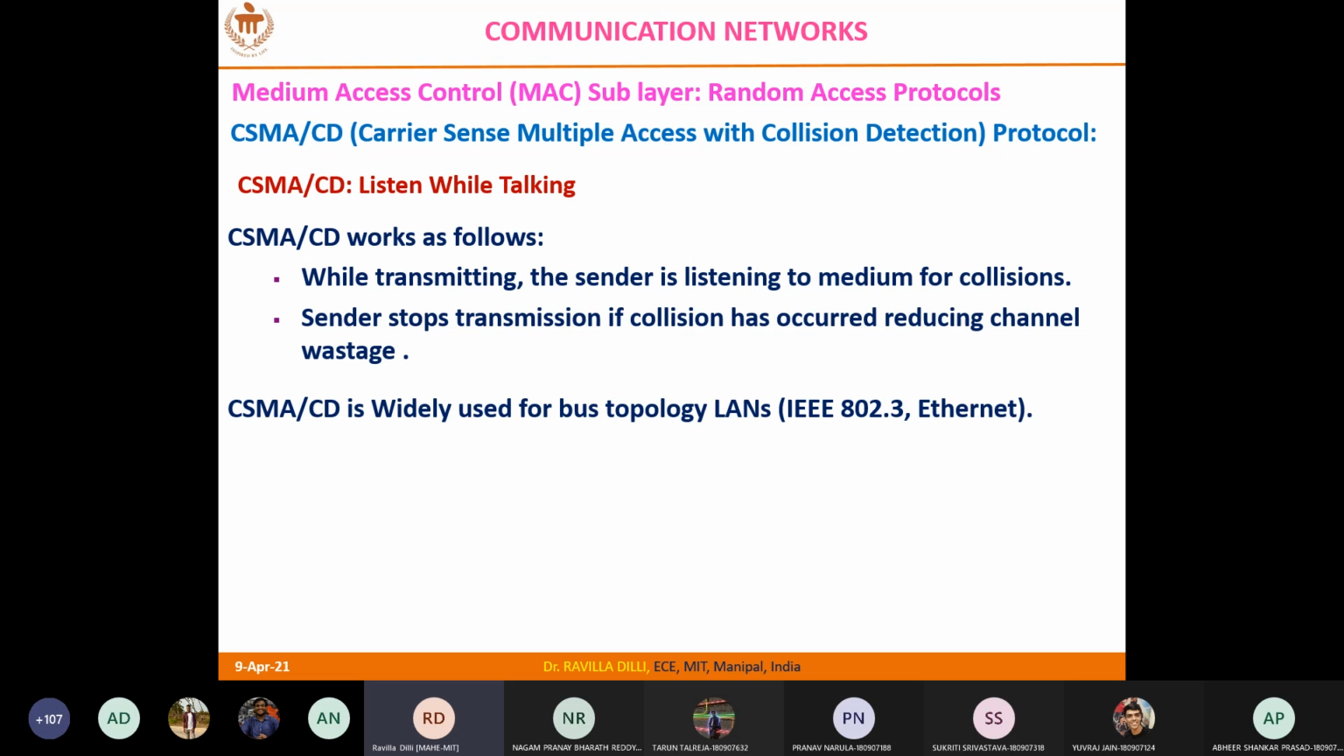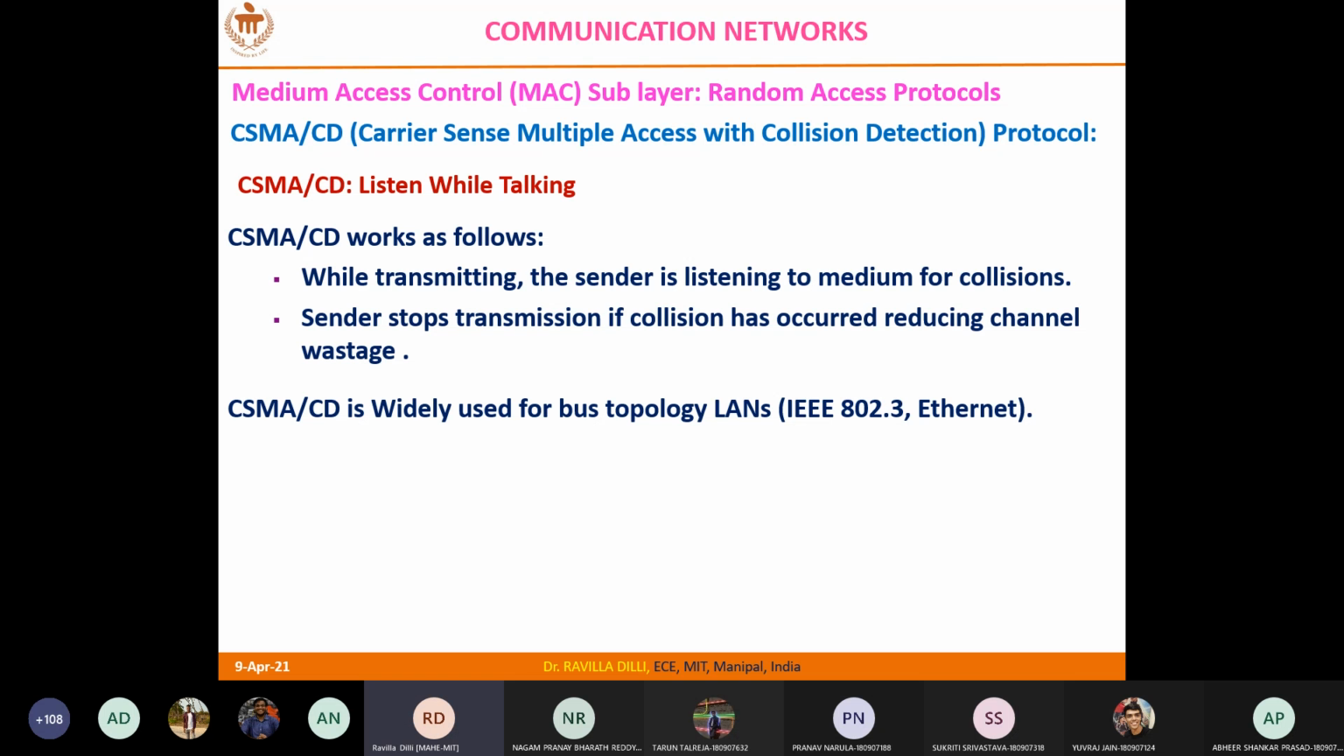This is the actual MAC protocol that you use in wired LANs, all the wired LANs which we install in our laboratories. That is called Ethernet, and we follow the CSMA/CD protocol. The IEEE standard for this is IEEE 802.3. It's a wired LAN MAC protocol, and the concept behind it is carrier sense multiple access with collision detection.